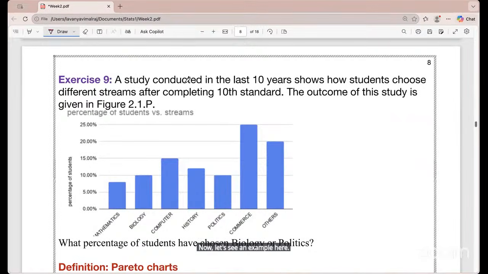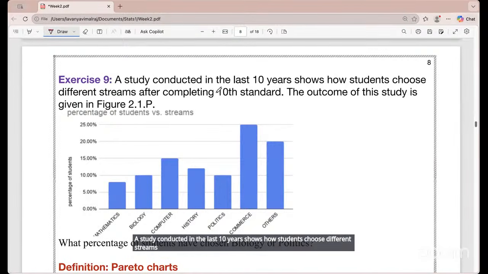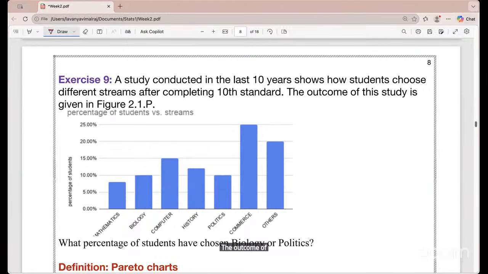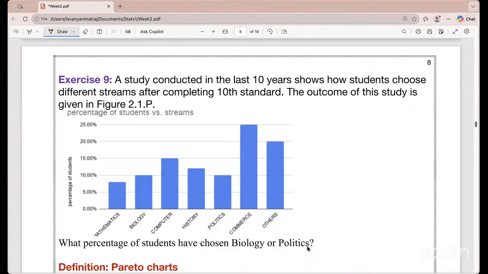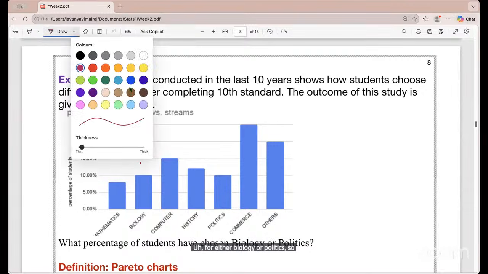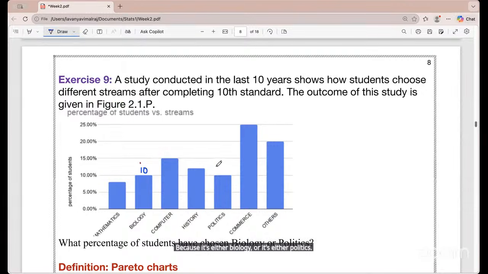A study conducted in the last 10 years shows how students choose different streams after completing 10th grade. This is a very basic question. The outcome of the study is given here. What percentage of students have chosen biology or politics? 20%. Okay, ma'am. Why 20? Because it's either biology or politics. Biology 10 plus politics 10%, so that will be 20. Here you have 10, and here you have 10, so 20.